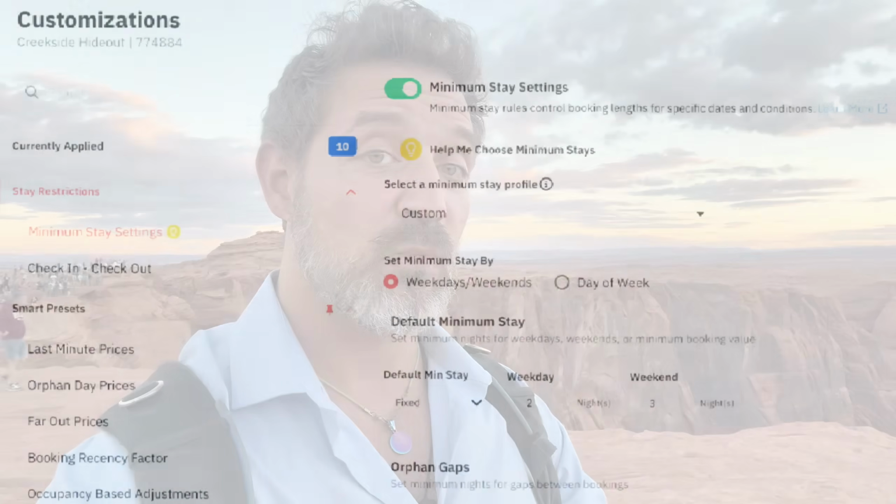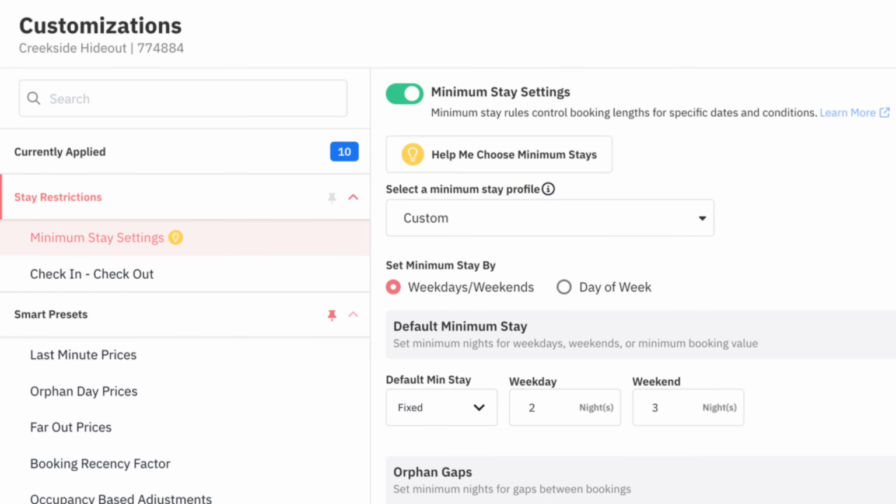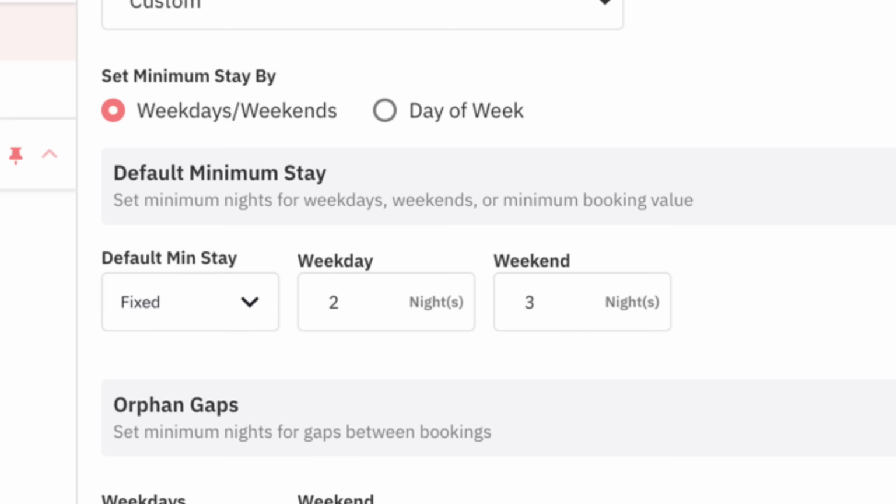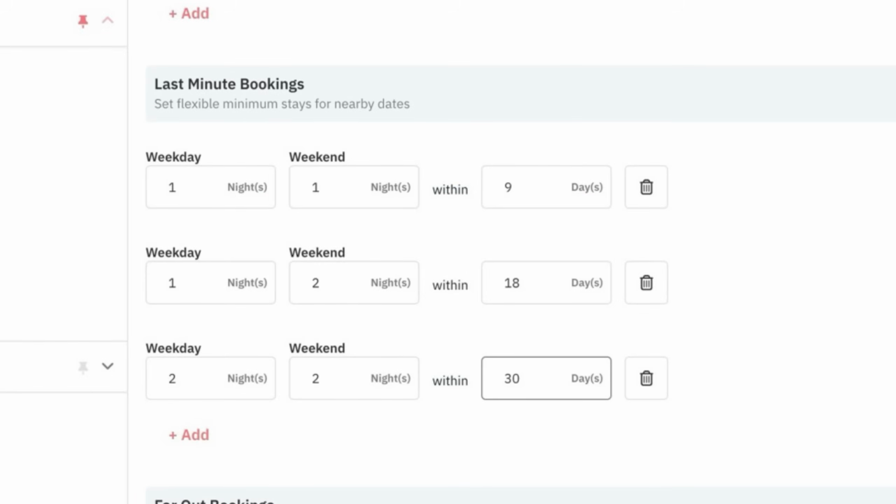So first what we do, if you look at this screenshot, we're going to set a default minimum length of stay for both the weekdays and the weekends. And then what we're going to do in our case is we are going to slowly lower those minimums as time gets closer to today. We're only going to use the last minute adjustments because we're taking a reductive approach, just like my past videos would teach you to do.